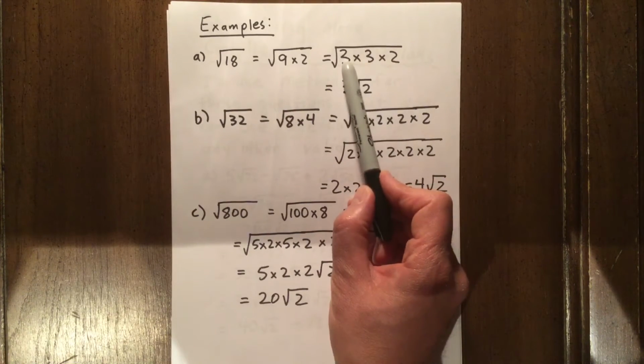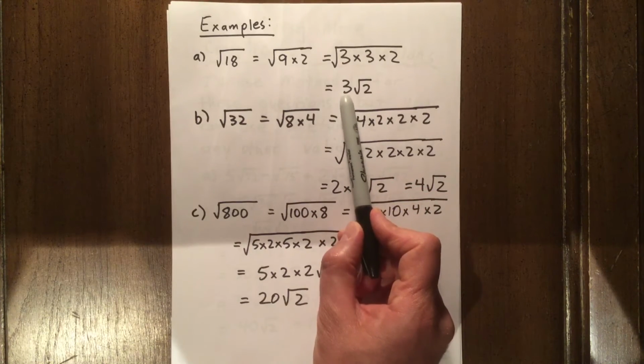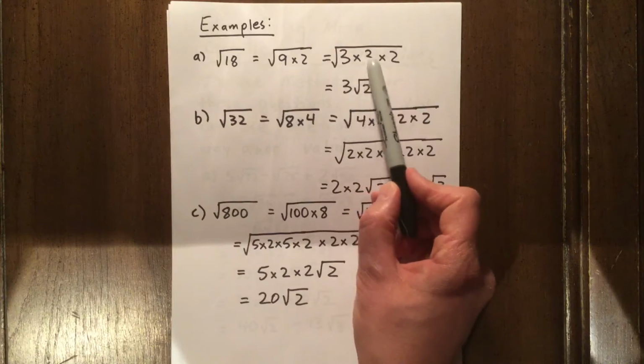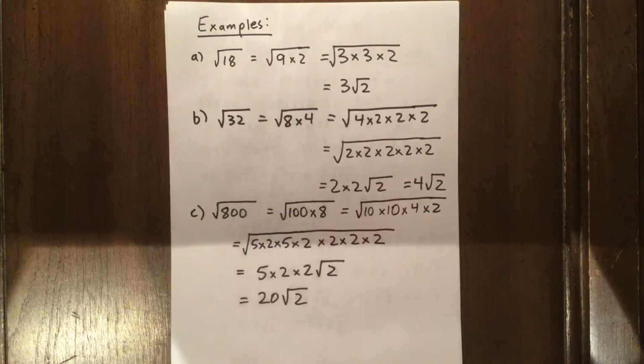I have two 3's, so I can take them and put one outside. So by putting this 1 outside, it's like the equivalent of having 2 on the inside. And then I still have a 2, so 3 root 2. And that's the answer we got using method 1.